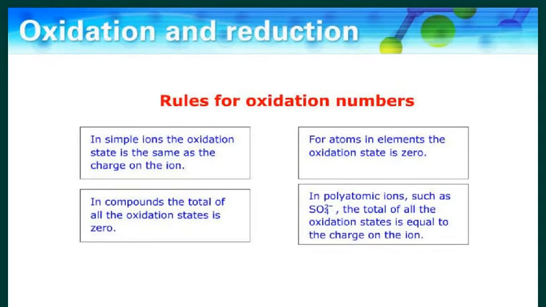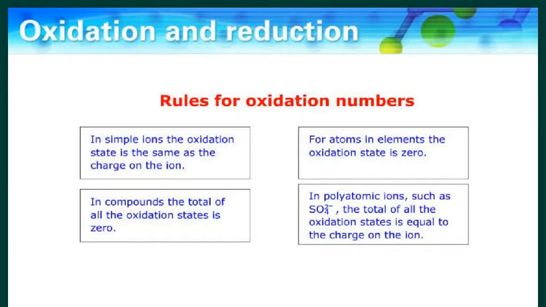Rules. The rules we are going to use to know the oxidation number of the different elements, or even the different ions that are formed by more than one atom. In simple ions, the oxidation state is the same as the charge on the ion. That's very clear. That's what we have seen. This is a very important point as well. If the atoms are in their elemental state, the oxidation state is always 0. They don't have extra charges, positive or negative, so the oxidation state is 0.